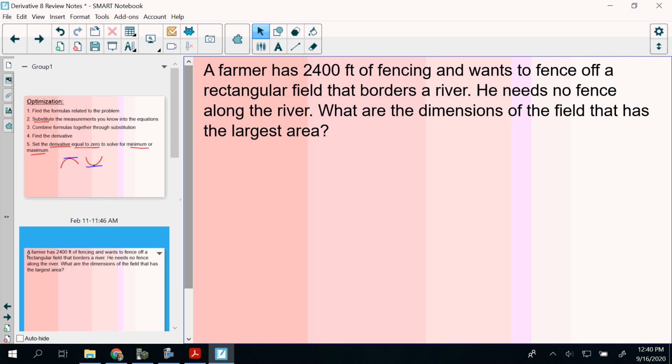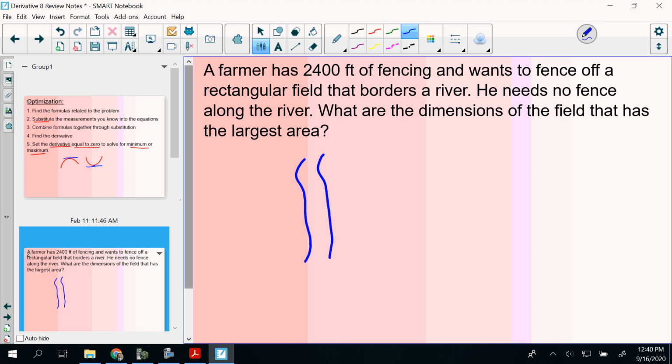A farmer has 2,400 feet of fencing and wants to fence off a rectangular field that borders a river. He needs no fence along the river. What are the dimensions that give the largest area? So we're maximizing on this one. We want the largest area. One thing you can do here, especially on a problem like this, is maybe draw out a little picture to help you think about this.